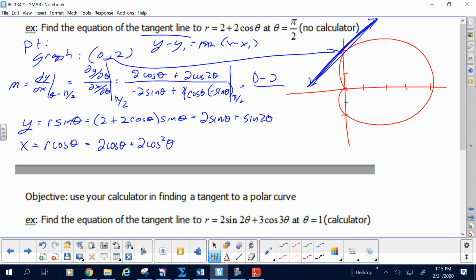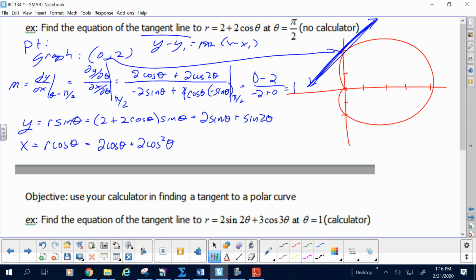Yeah, I get 0 minus 2, or negative 2, up there. Okay, denominator: negative 2 sine pi over 2 minus 4 cosine pi over 2. Yeah, I get negative 2 plus 0, or negative 2, so the slope is 1, or negative 1. Does that jibe with my picture?